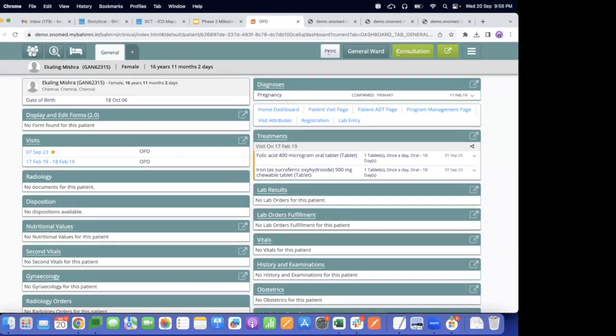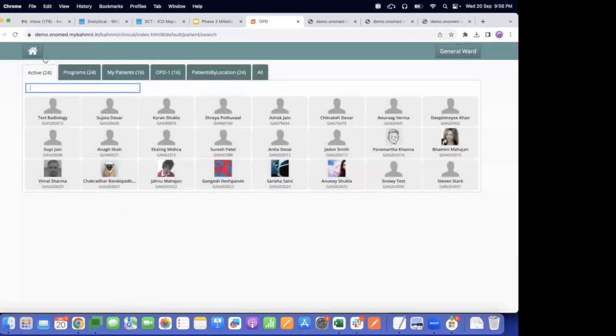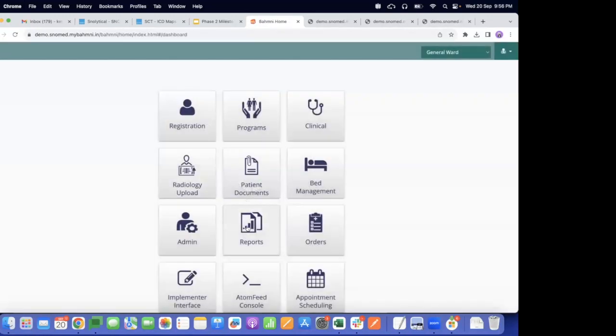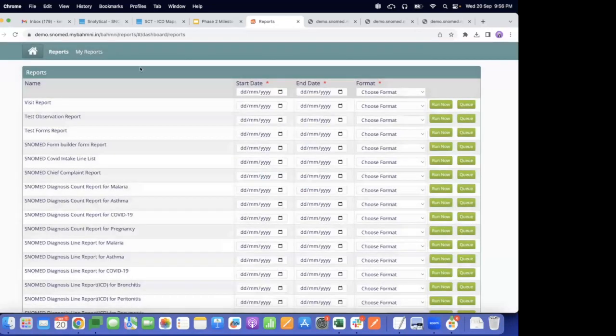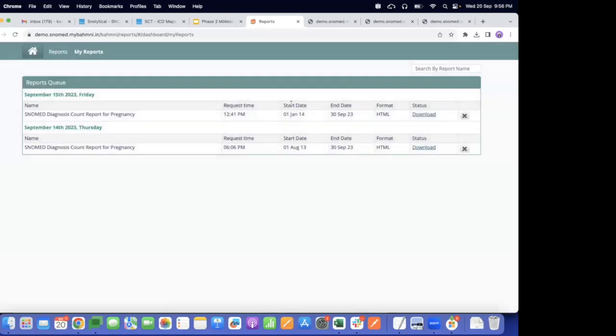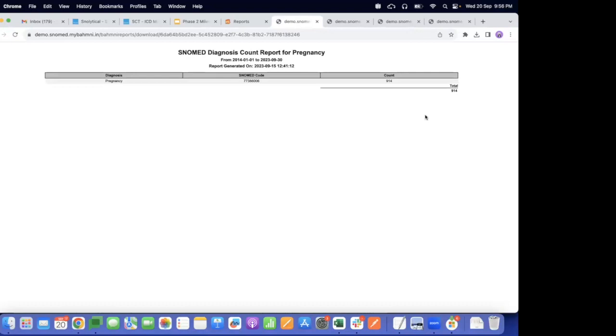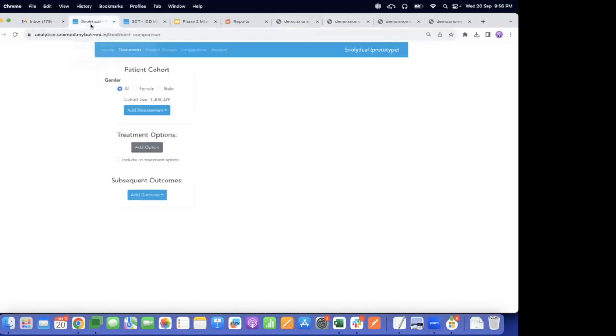So this data is basically exported from Bahmni to the Snolytical tool. So the current population of data that we are talking about is over the period of, let's say, 10 years. Around 914 patients, right, who are diagnosed with pregnancy. So this data has been downloaded or FHIR exported and introduced in the Snolytical tool. So now let's move to the Snolytical tool where we will see the analysis.